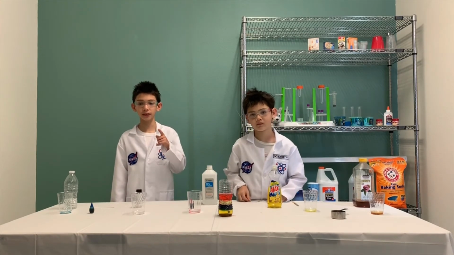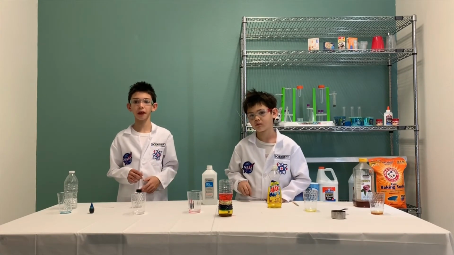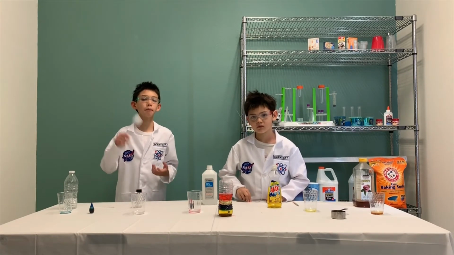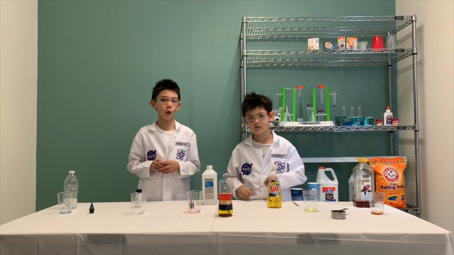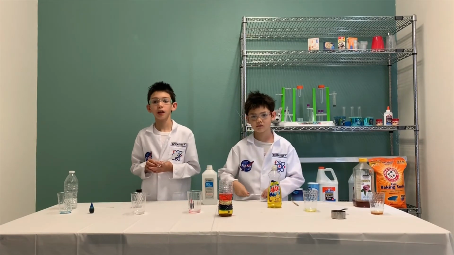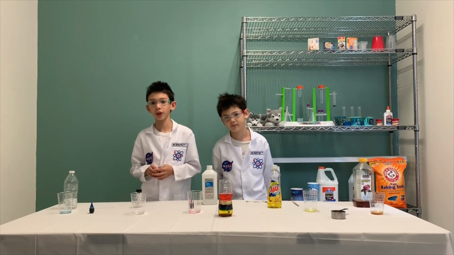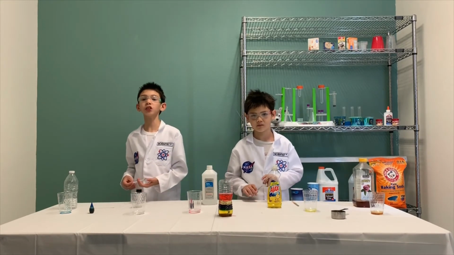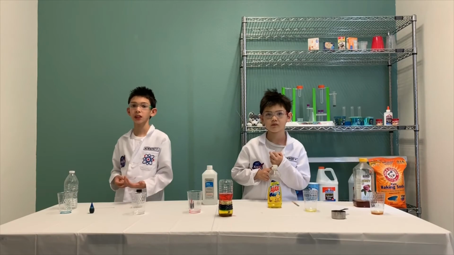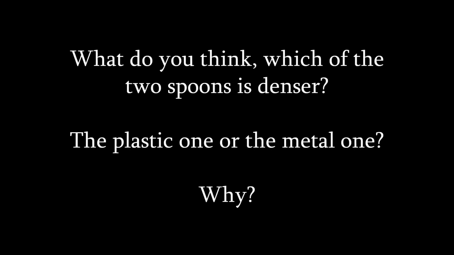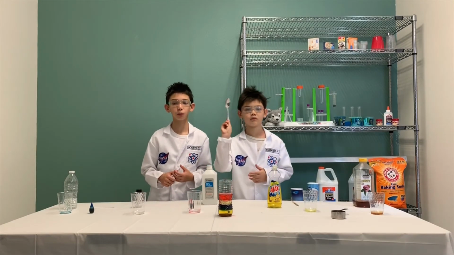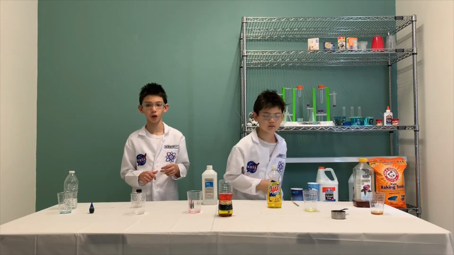Scientists define density as mass divided by volume. For example, one plastic spoon and one metal spoon. If you were to measure the mass and volume, you could calculate the density. Which of these two spoons do you think is denser? The metal one, because it has more mass packed into the same volume.